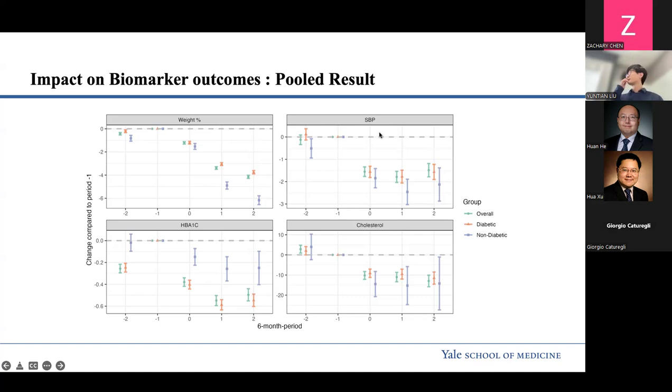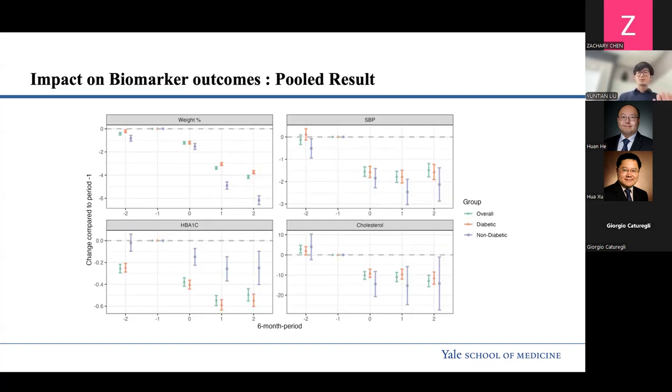And for systolic blood pressure, we see a significant reduction. For HbA1c, which is the biomarker for diabetes, we also see a significant reduction, and also for cholesterol, we see significant improvement for those outcomes, but just not as good as what the trials demonstrated.